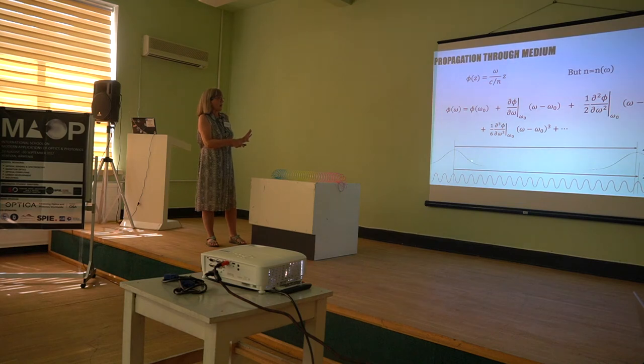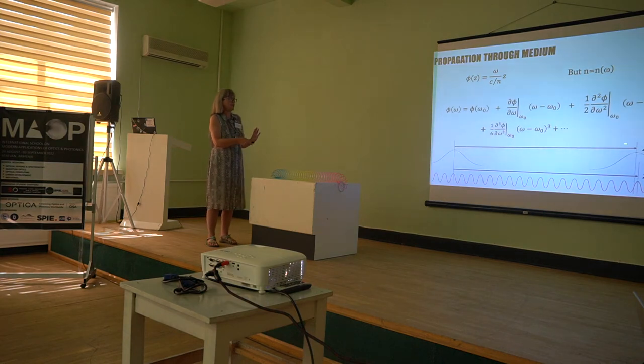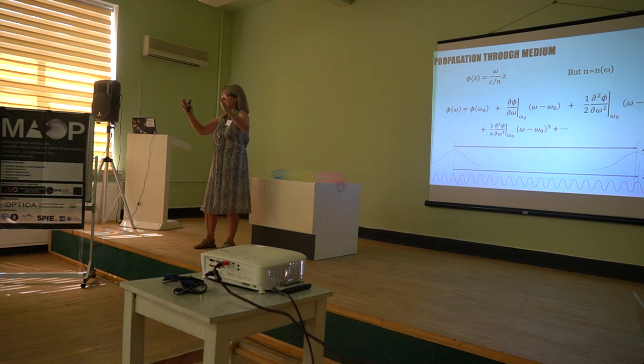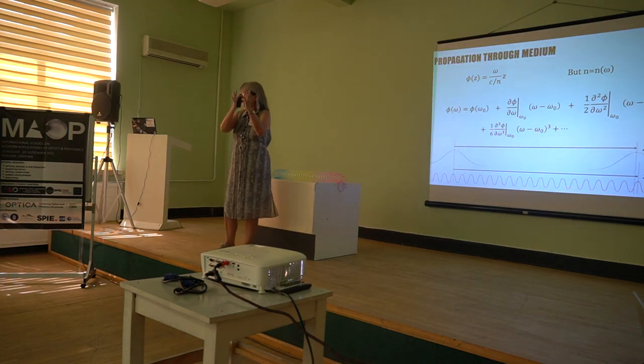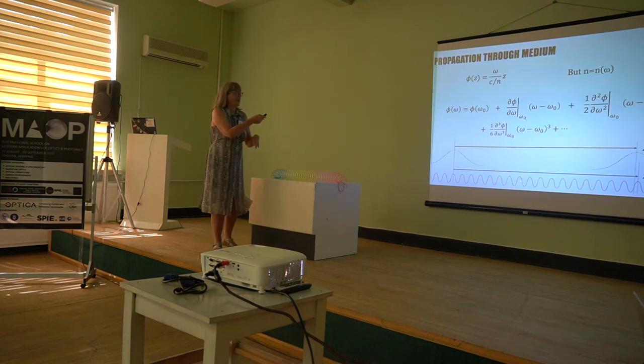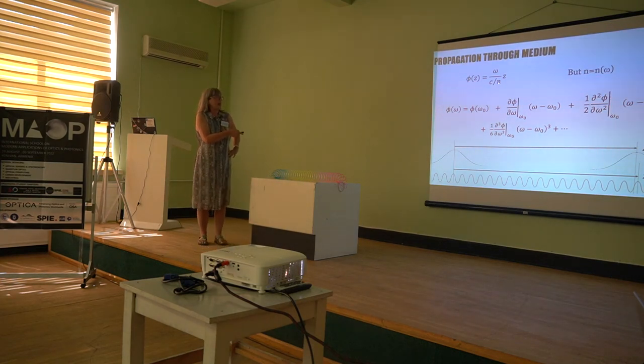But now you have the peak of the pulse. The peak of the pulse travels with what's known as the group velocity. Now remember, the peak of the pulse is where all the colors line up in time. But now all the colors travel slightly differently. So where does that peak happen again? This phase, n, is frequency dependent. So you can't just say that phi is linear with omega.